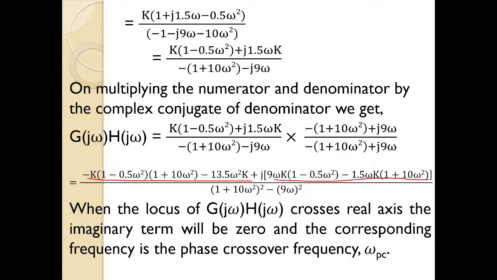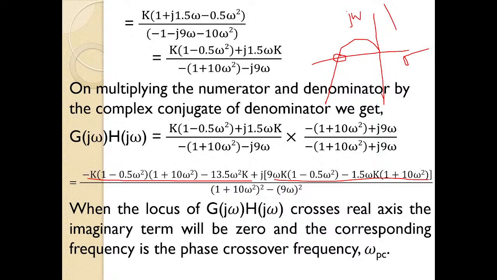Now, let us go to the polar plot. If you draw the polar plot, as I have already explained, this is our real axis and this is my imaginary axis. This polar plot crosses the negative real axis at this instant. So whenever the polar plot crosses the negative real axis, definitely the imaginary terms will become 0.